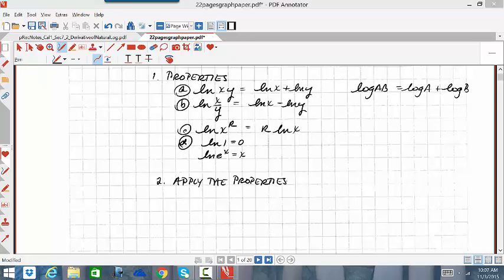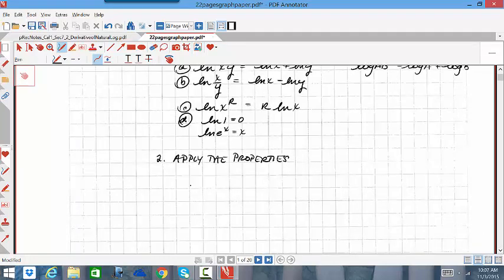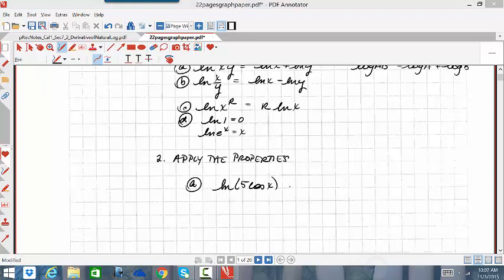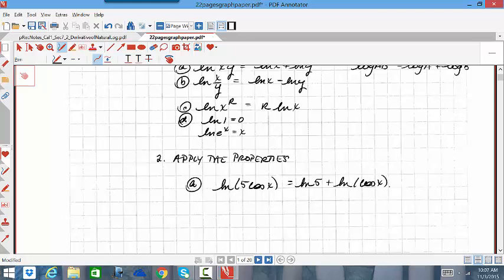To apply the properties to some basic examples, again not differentiation yet, suppose we had the natural log of 5 cosine of x. That's a product between 5 and cosine of x, so we could rewrite this as the natural log of 5 plus the natural log of cosine of x, using that first property. If we had a quotient like the natural log of (x plus 1) over (2x minus 3), we could rewrite that as the natural log of (x plus 1) minus the natural log of (2x minus 3).